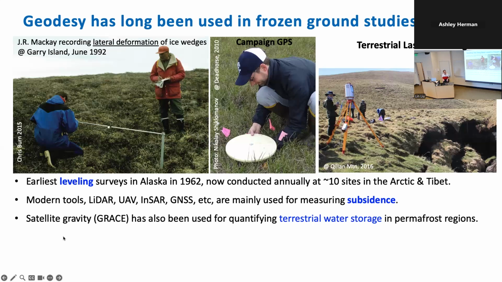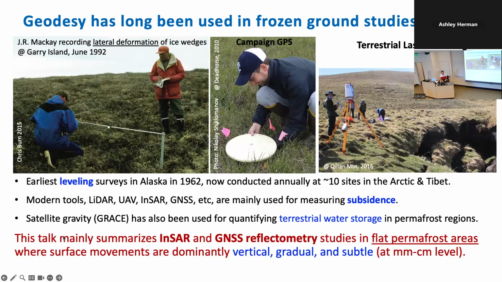And modern tools such as LiDAR, GPS, and UAV are mainly used for measuring subsidence. Satellite gravity, which Jianwa pioneered, has also been used to study and quantify terrestrial water storage over permafrost regions. As I mentioned earlier, my talk today focuses on two tools, InSAR and GPS reflectometry.